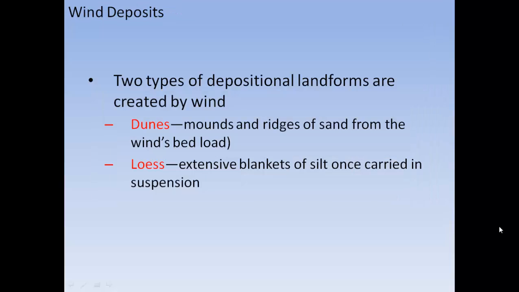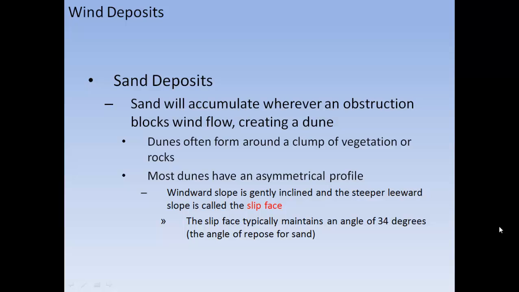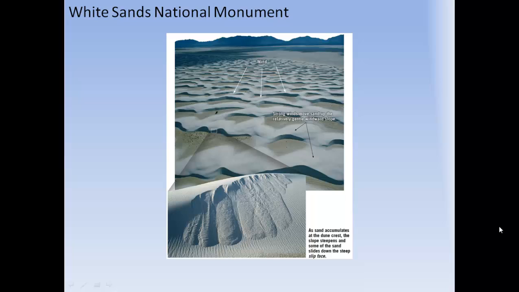Two types of depositional landforms are created by wind: dunes, mounds and ridges of sand from the wind's bed load, and loess, extensive blankets of silt once carried in suspension. Sand will accumulate wherever an obstruction blocks the wind flow, creating a dune. Dunes often form around a clump of vegetation or rocks. Most dunes have an asymmetrical profile. The windward slope is gently inclined, and the steeper leeward slope is called the slip face. The slip face typically maintains an angle of 34 degrees, which is the angle of repose for sand.